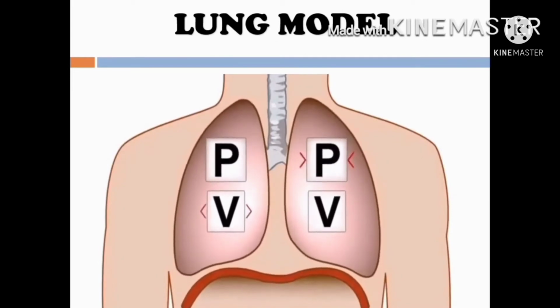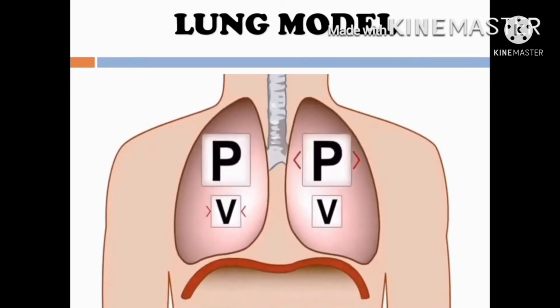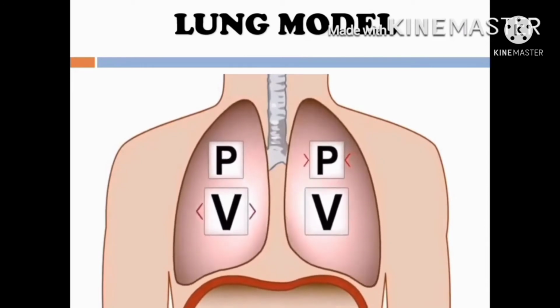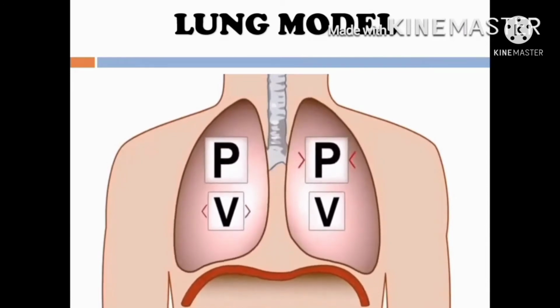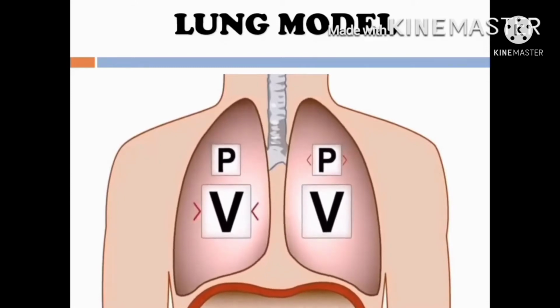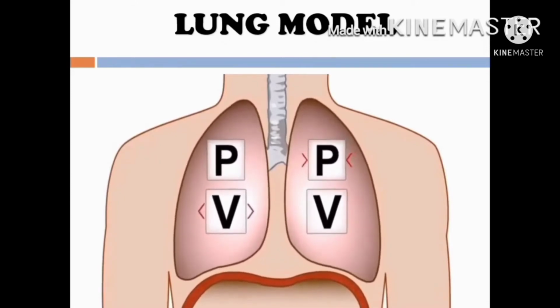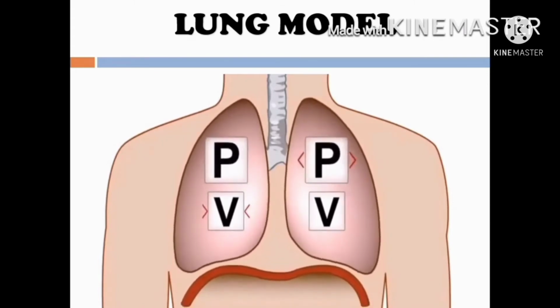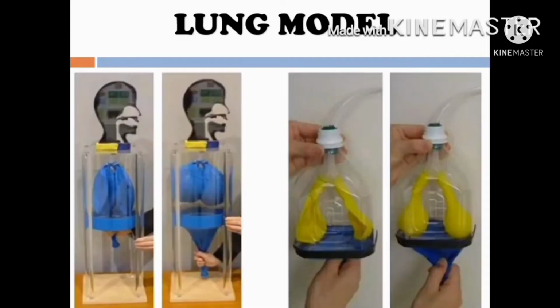As you inhale, the lung cavity expands, causing the pressure inside the lungs to decrease and become lower than the outside pressure. As a result, air flows from the higher pressure area, which is outside the body, into the lungs. Exhaling is the opposite process.